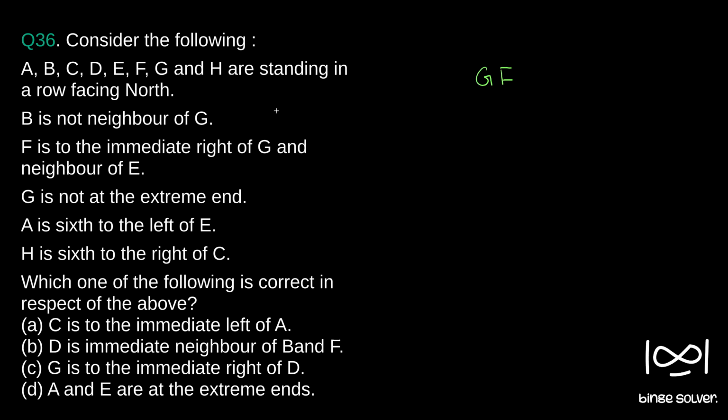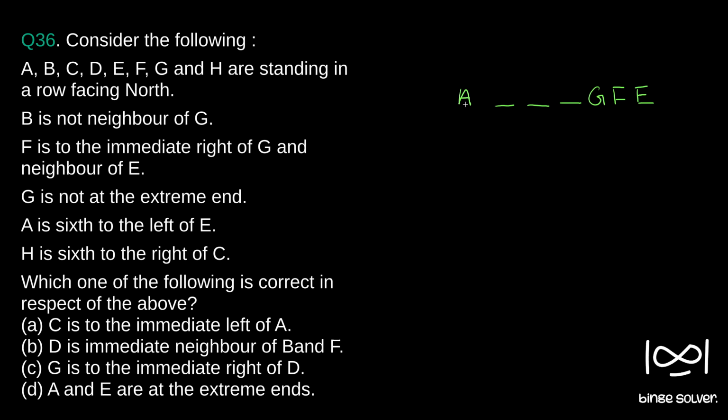And F is neighbor of E. So it has to be like this. And it is given G is not at the extreme end. So there is some person here that we don't know who. And A is 5 to the left of E. So that means we have a lot of people. I'll just place it here. 1, 2. So A is 5 to the left of E. 1, 2, 3, 4, 5, A. So A is here. H is 6 to the right of C.